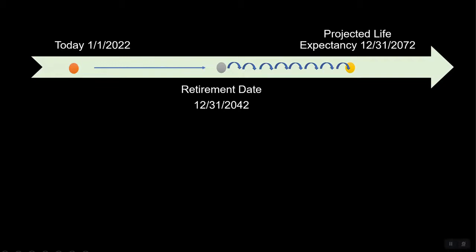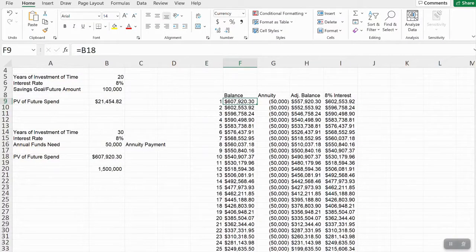And I've done the calculation to figure out that at my retirement date at 2042, I need 607,920. But I'm not ready to retire. So what do I need to put away today to ensure that I have $607,000 on 12/31/2042? I can use the same concepts that we just did for our lump sum to take that present value all the way back to today. So continuing to work through this problem, erase this 1.5.